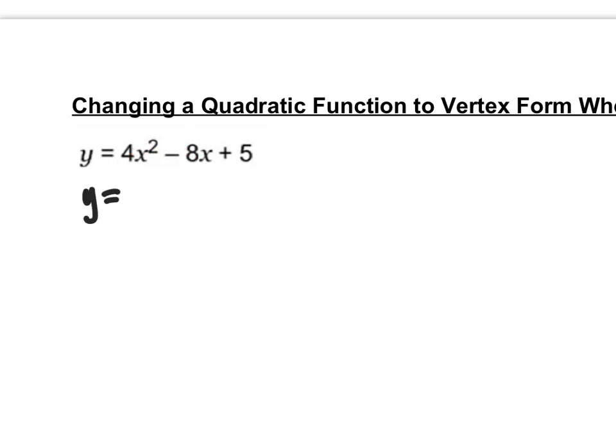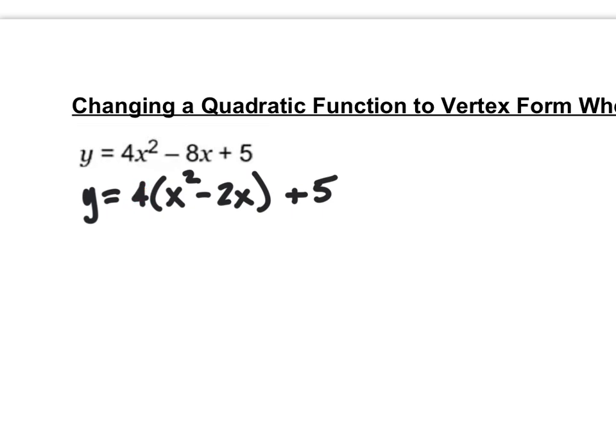So if I wrote this as y equals 4 times the quantity x squared minus 2x, and then plus 5, then I want to be able to do the perfect square here. Just look at this. But I have to account for this 4 later on. So watch what I do.